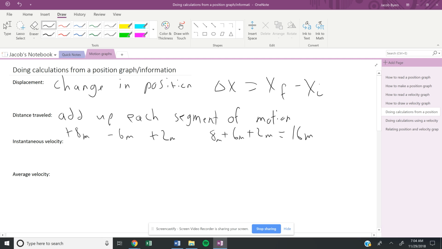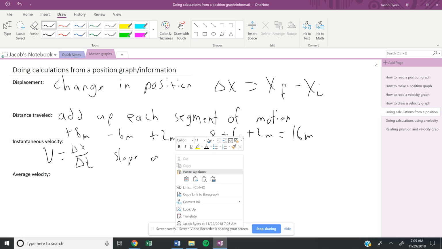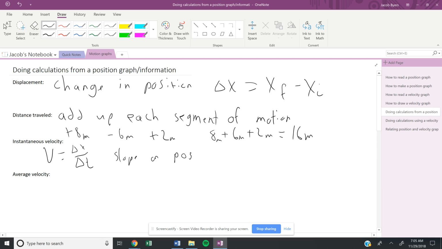Instantaneous velocity, well, our velocity is equal to our change in position over our change in time, which we know is just our slope on the graph. So if you want to find your instantaneous velocity, you just find the slope on the position graph at the given time.